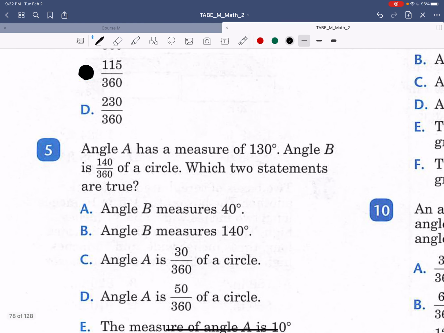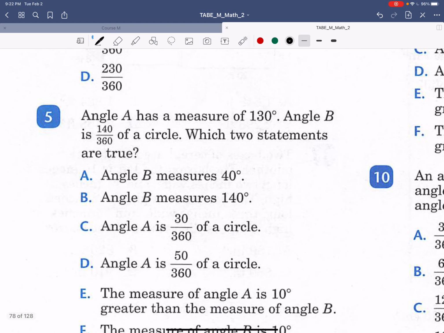Number 5. Angle A has a measure of 130 degrees. Angle B is 140 over 360 of a circle. Which 2 statements are true? So let's look at what they're saying here. Angle A, they just go ahead and tell me straight up, is 130 degrees. Angle B, if it's 140 over 360, that's another way of saying it's 140 degrees. And we want 2 statements that are true.